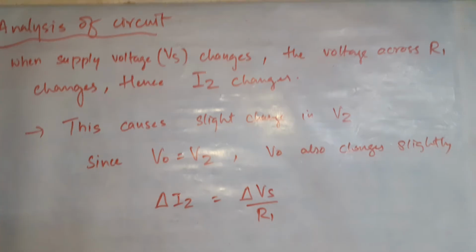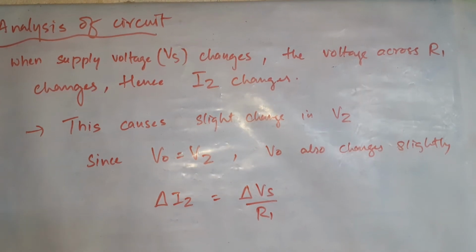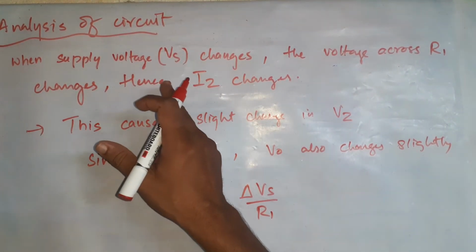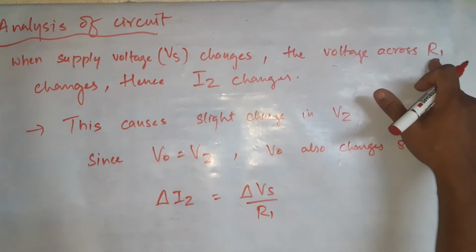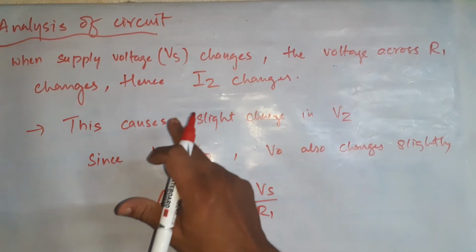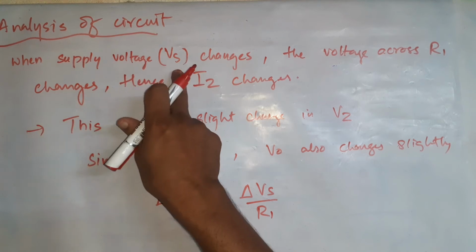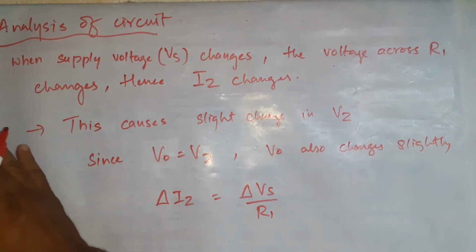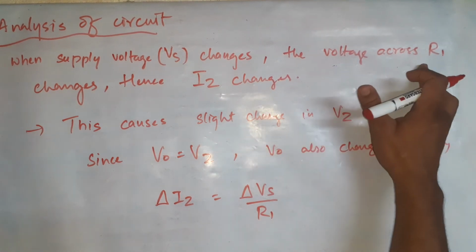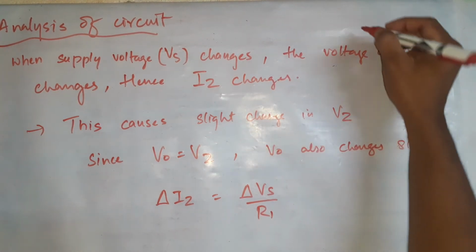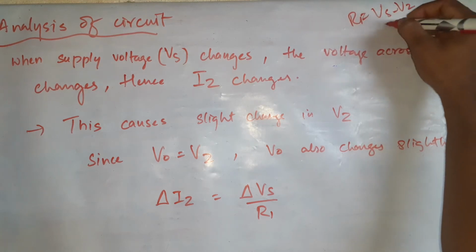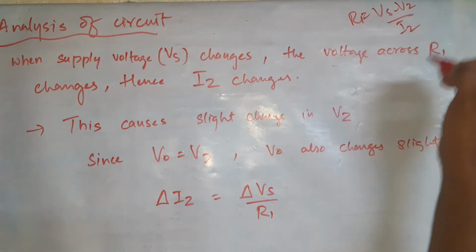Some more things. Now see here, let us do analysis for our circuit. We know where the supply voltage is, where the V0 is, where the resistor R1 is, and where the Zener diode is. Now see here, when supply voltage Vs changes at the input side, when input voltage varies slightly, the voltage across R1 varies, isn't it? Because we know that the current is Vs minus Vz divided by R1, right?